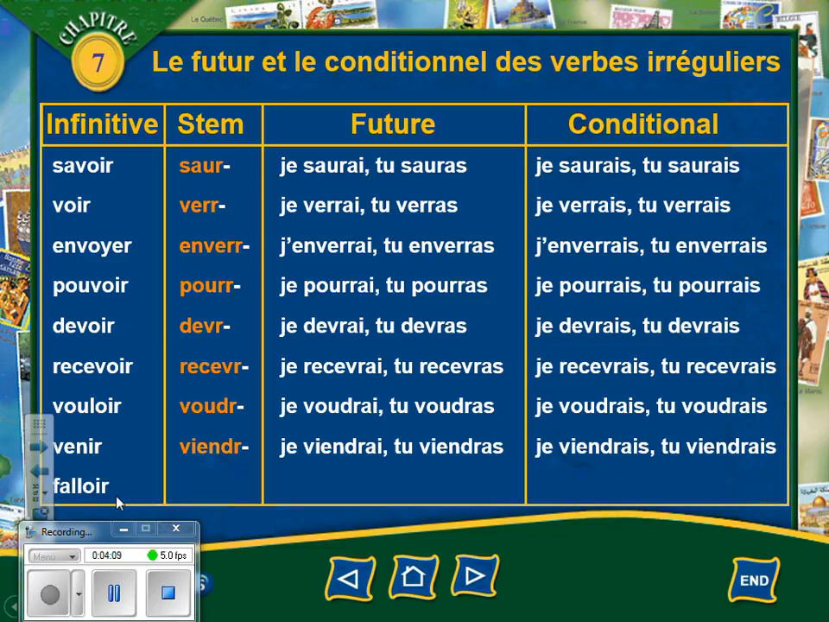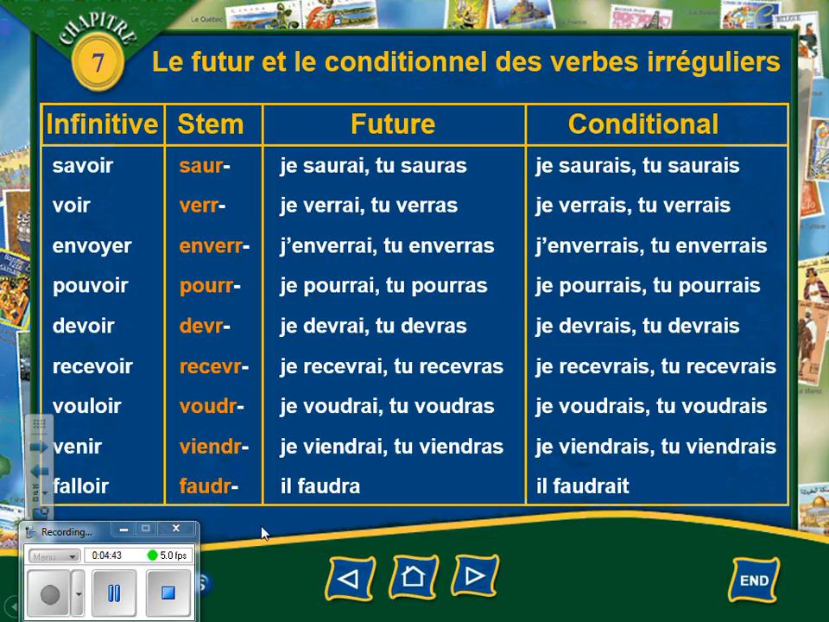Oh, falloir. You're thinking, Madame Mayo, we've never seen this verb before, but you have. You've seen it as il faut. Remember the verb that's followed by an infinitive and it means it's necessary to? The funny thing about this verb is it only has a third person singular form. There's no je, tu. Falloir means to be necessary, and its stem is faudr. F-A-U-D-R. Il faudra. It will be necessary. Il faudrait. It would be necessary.